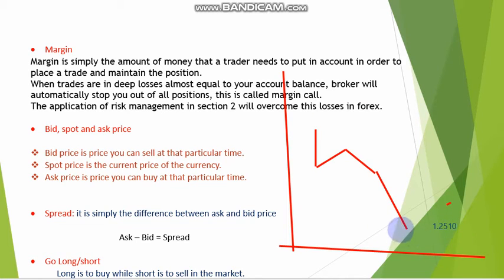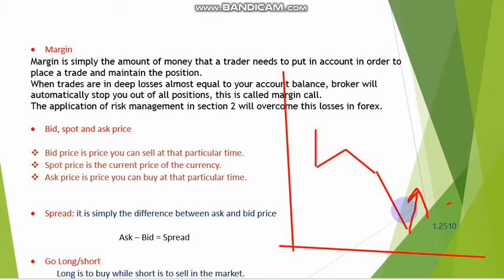So where the market closed, maybe this was the last price. The price you are seeing now is the spot price, the price you can see there. And the ask price is the price you can buy at that particular time. When you want to buy, it means you expect the market to go up.